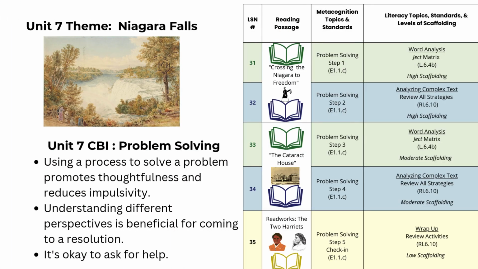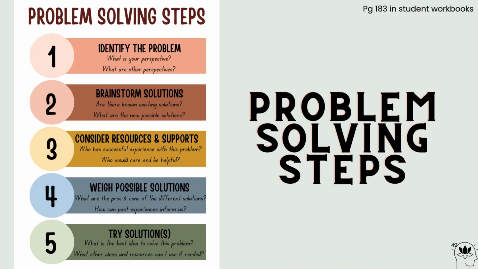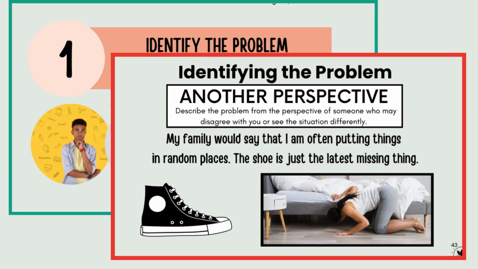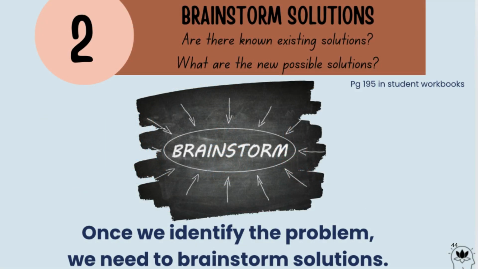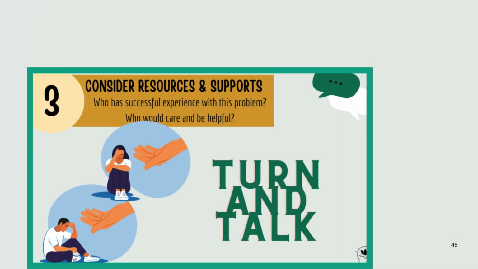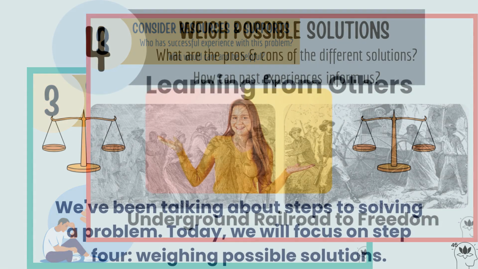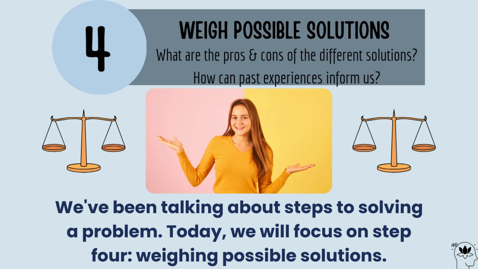Unit 7 contains passages where students are learning about how a historical hotel at Niagara Falls was a crucial part of the Underground Railroad. In CBI, students learn how to solve problems constructively with an explicit problem-solving framework. These are the steps to solving a problem that students will be exploring during this unit.